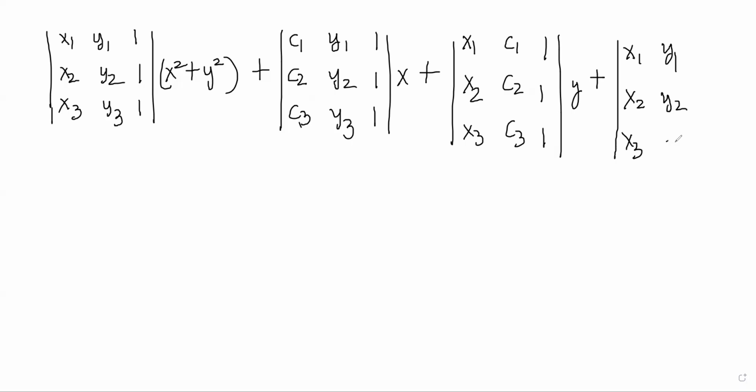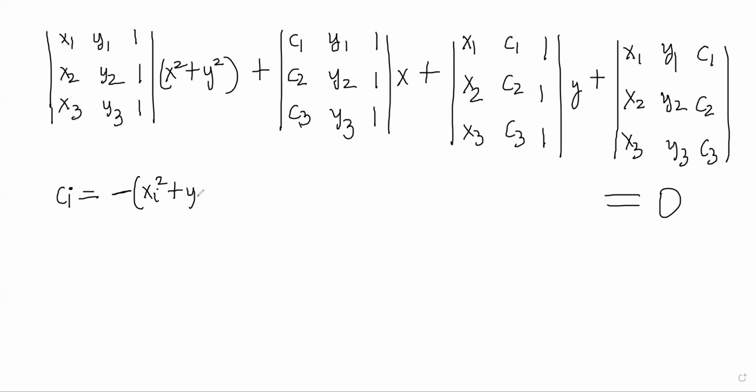y1, y2, y3, and you keep C1, C2, C3 at the end in the third column. And this is the constant term equals to 0. This becomes your equation. And here, what is C1, C2, C3? Ci is minus of xi square plus yi square, where i can be 1, 2, or 3.